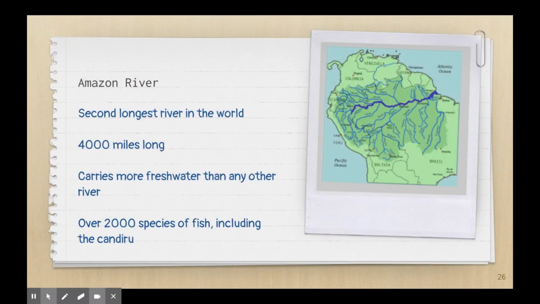The Amazon River is the second longest river in the world. It is 4,000 miles long. It carries more fresh water than any other river, and it has over 2,000 species of fish, including the kangaroo.